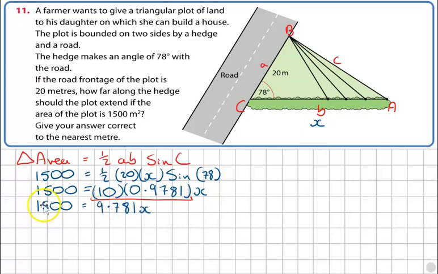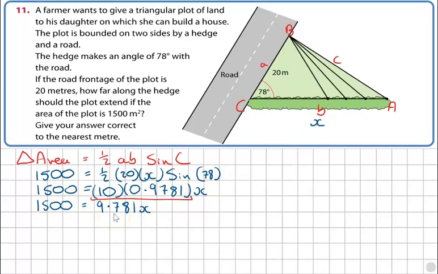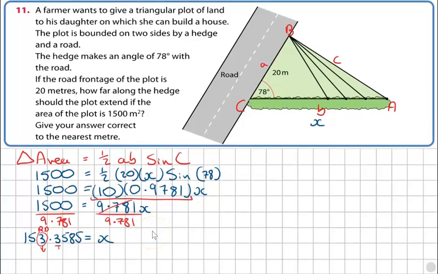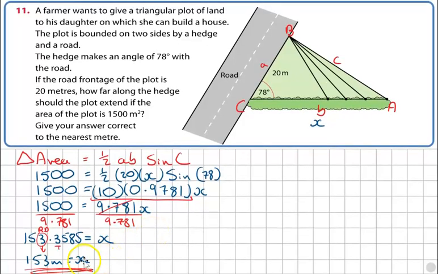And then I'm going to divide by what's stuck onto the x, which is 9.781. So divide both sides by that. So I have 1500 divided by 9.781. You stick that into the calculator. And I get 153.3585 is equal to x. And I want my answer correct to the nearest meter. So I get 153 meters. So this length here that we had originally labeled as lowercase b, this must be 153 meters to have an area of 1500 meters squared.